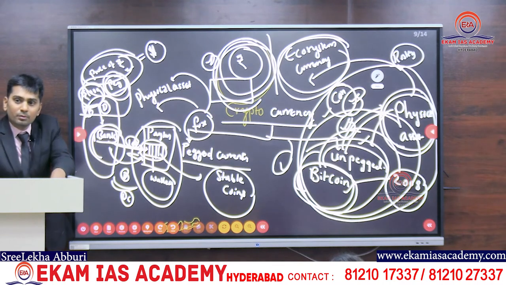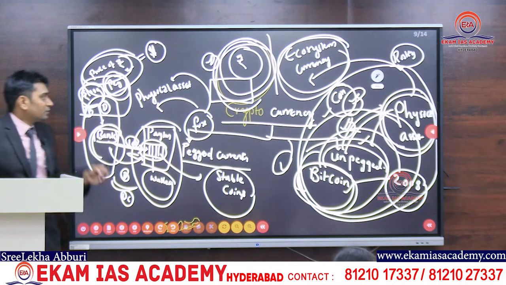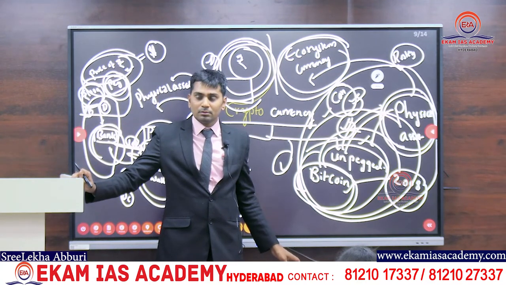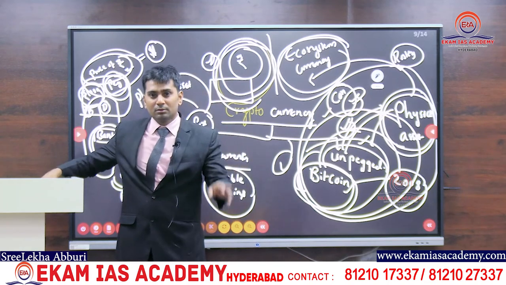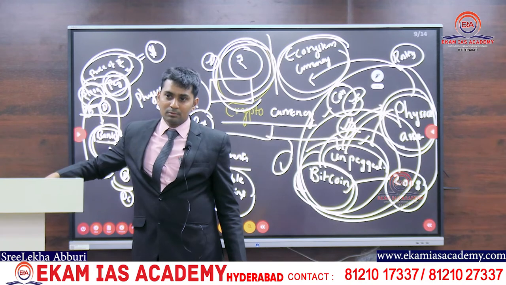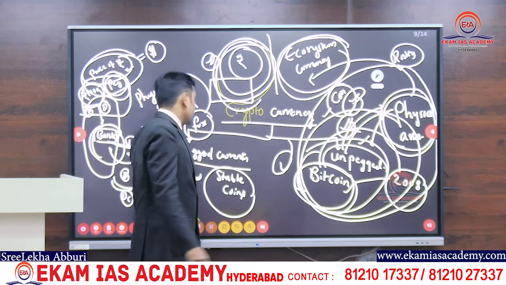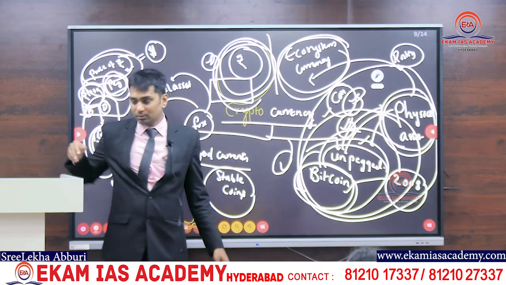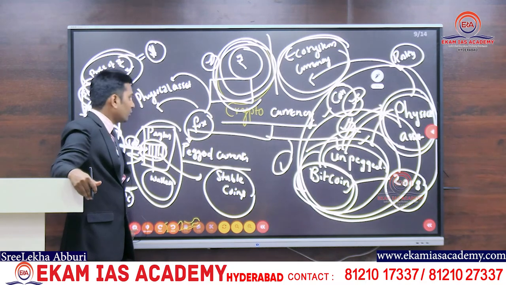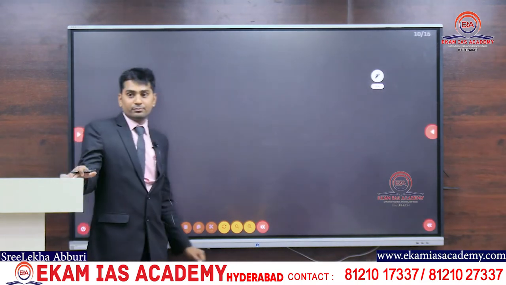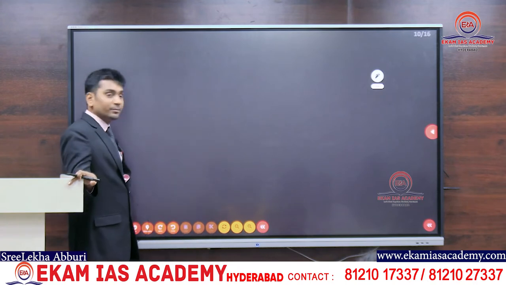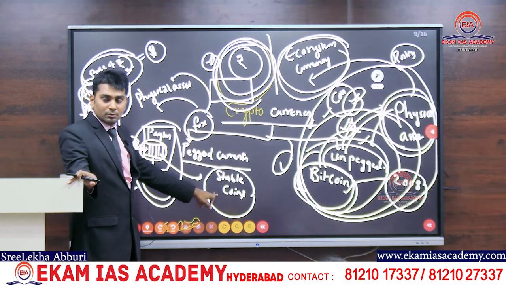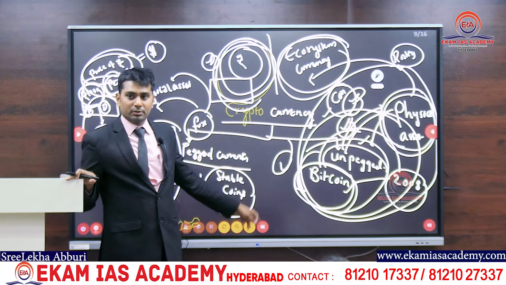Sorry? Which one? How do they get a decrease in their wealth? Which one? Depreciation of dollars, that is what you are speaking. How do you depreciate the value of your currency? One second, let him complete. Yeah. This is stable coins. Okay, no problem, ask it.